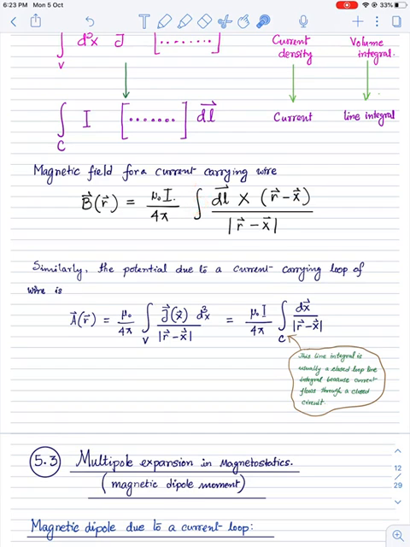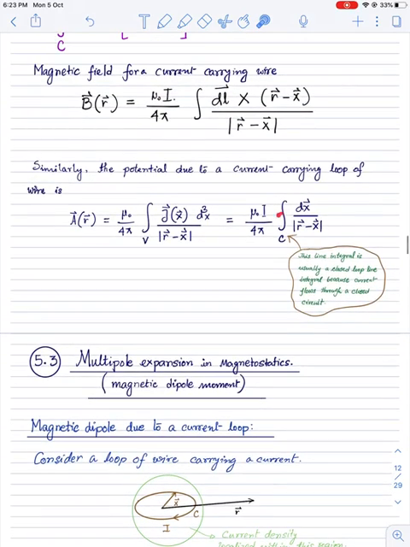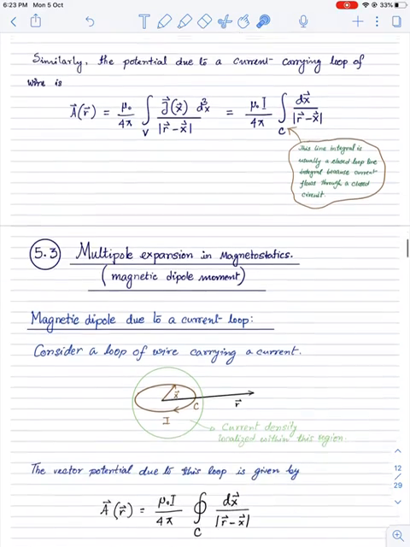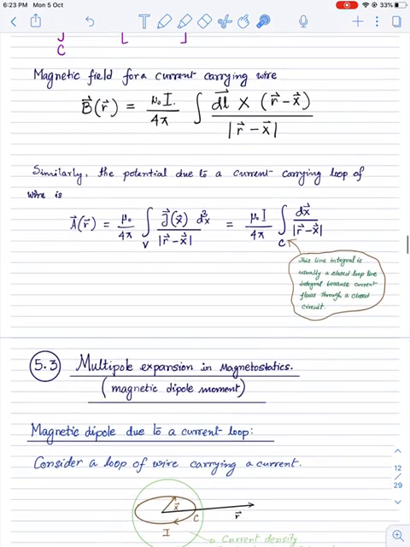And usually, because the current carrying wire has to be a closed circuit, this is a closed line integral, here as well as here. So usually this is a closed line integral because the current carrying wire has to be a closed circuit. So in realistic practical cases, this is a closed line integral.